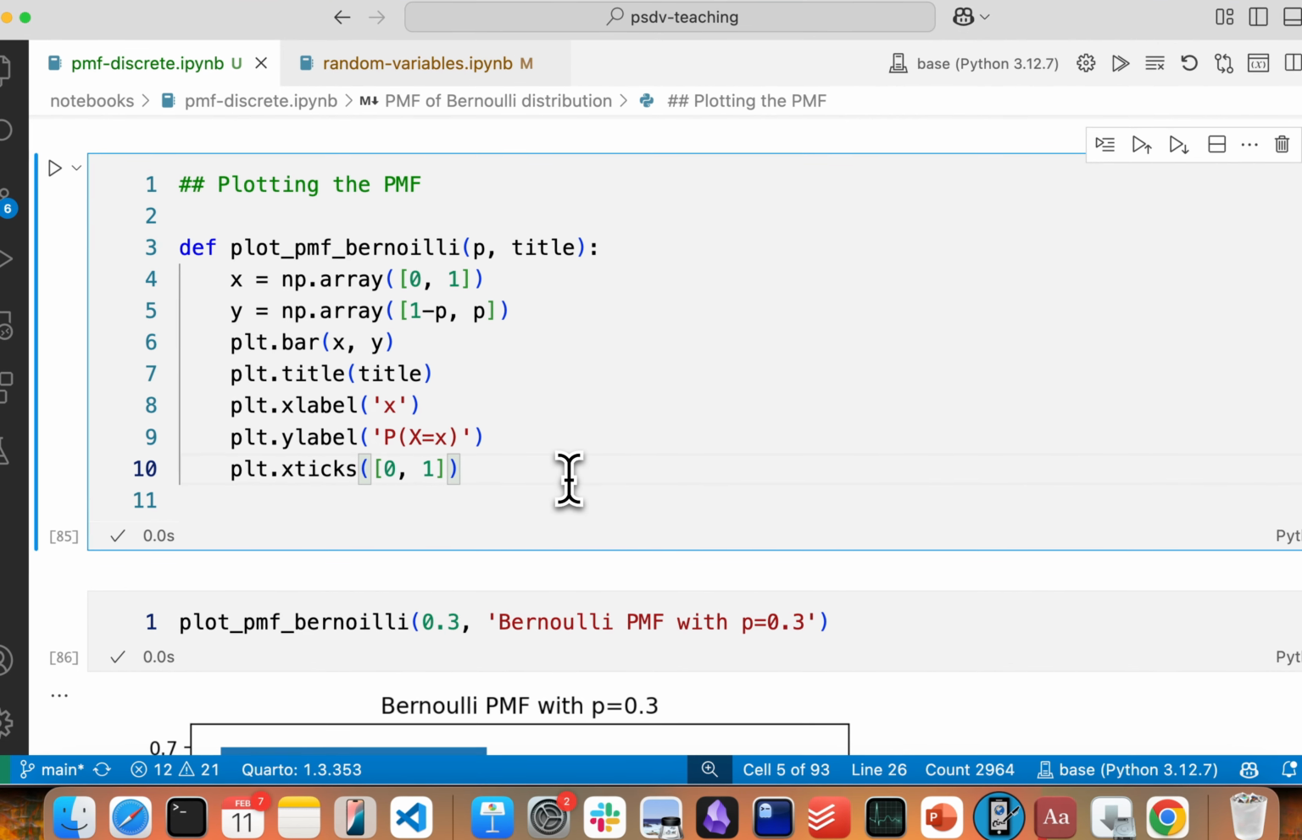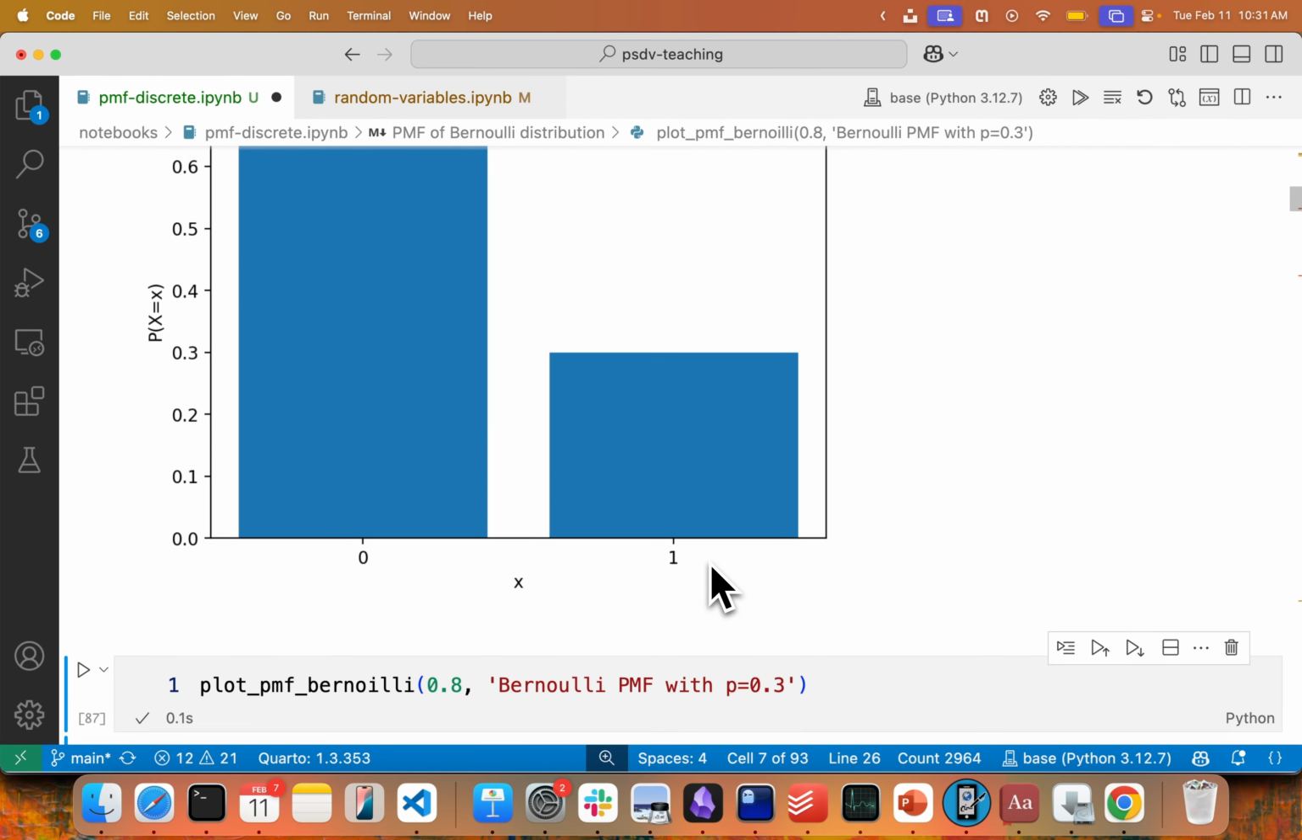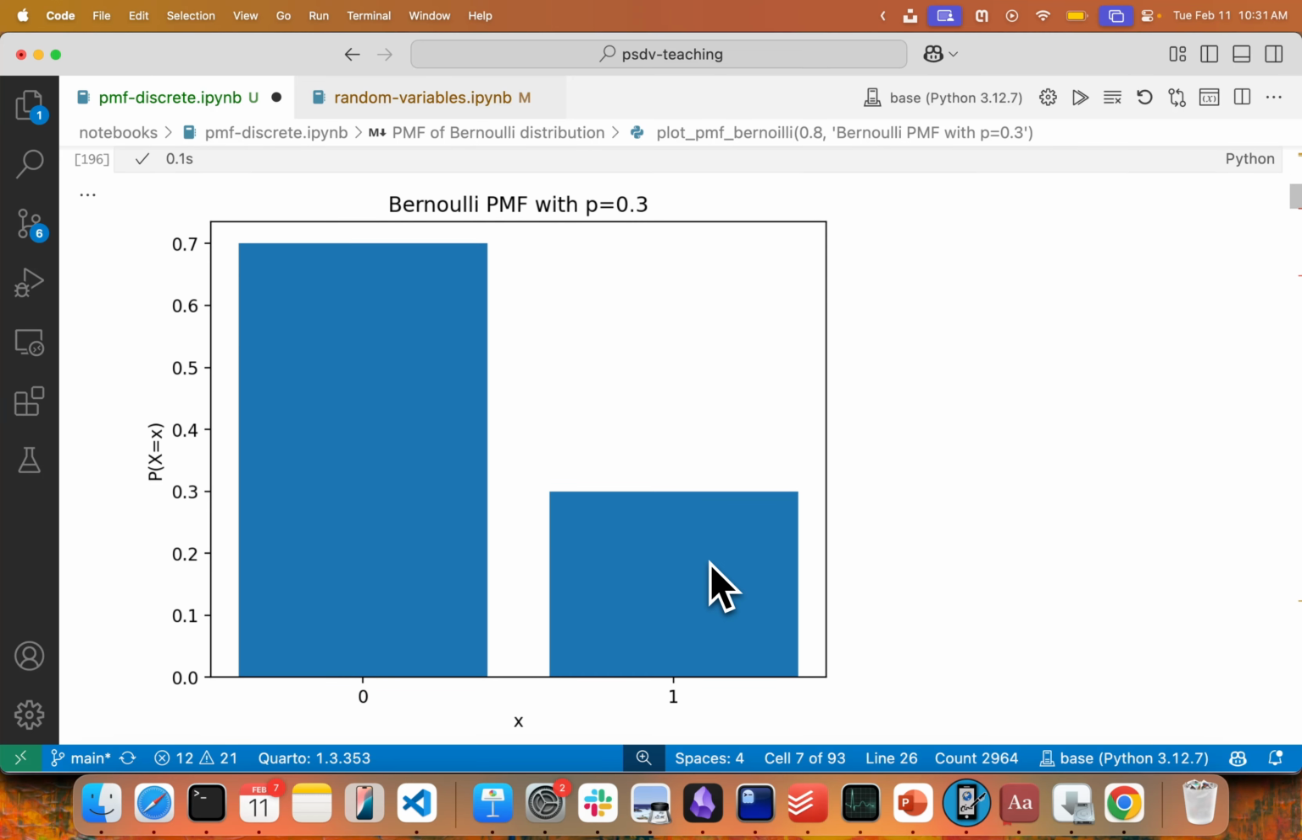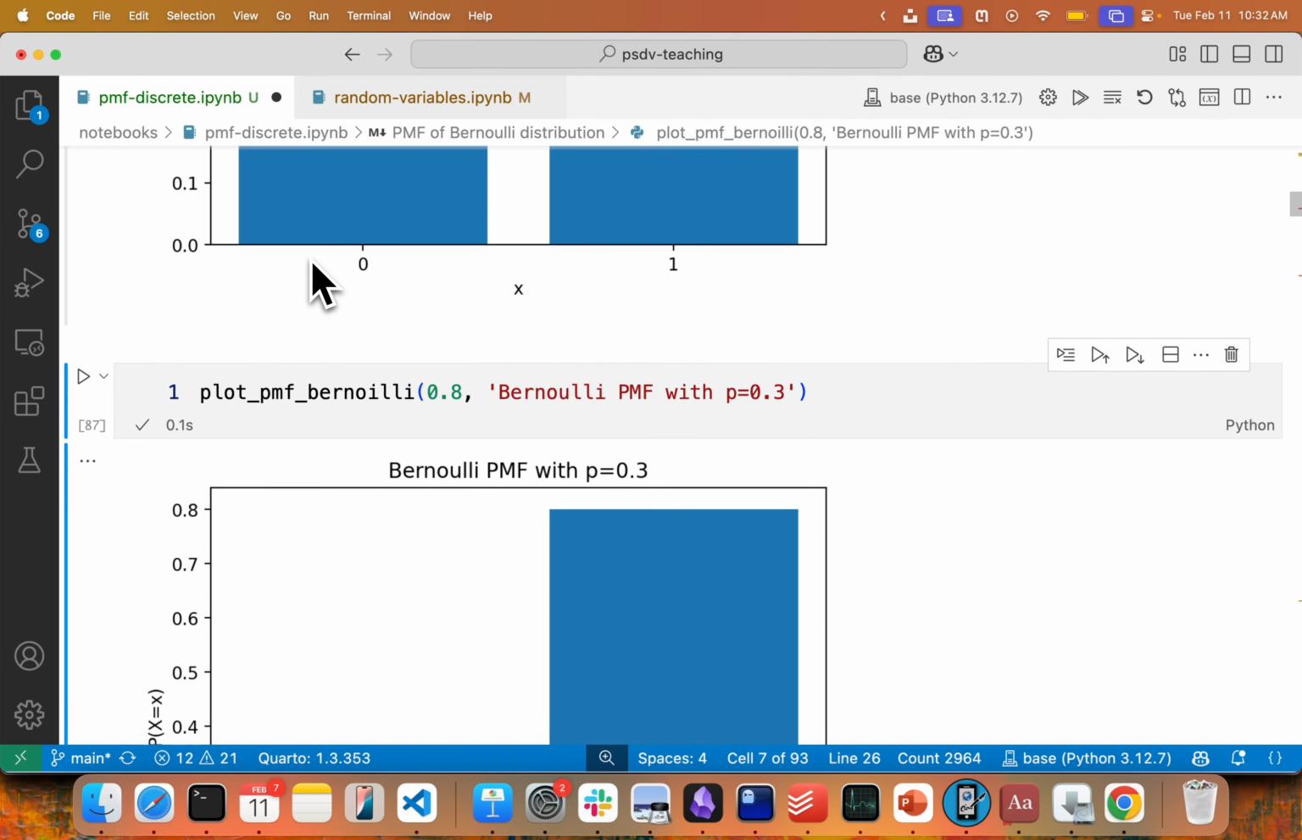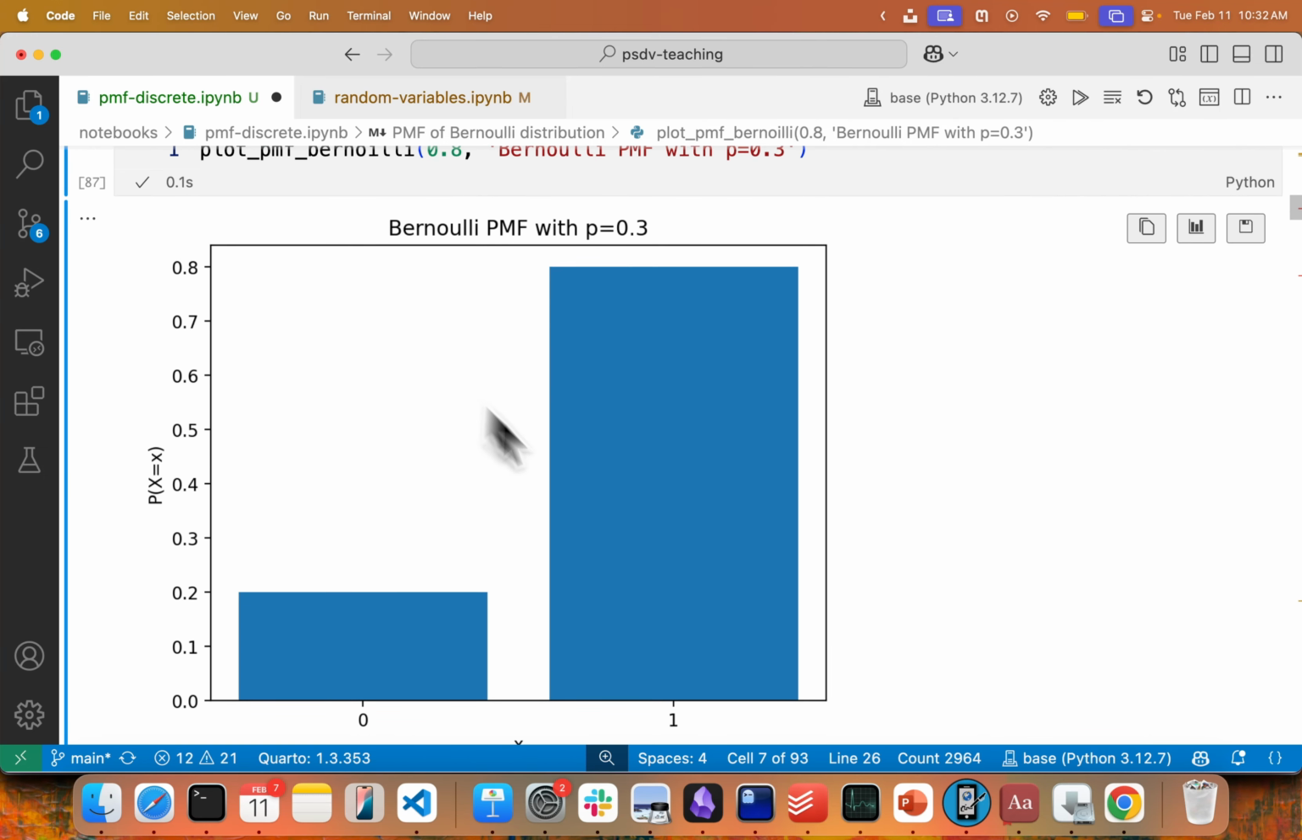Now we can plot the PMF of this. It's very straightforward. For p equal to 0.3, you'll see that the probability of getting a 1 is 0.3, and the probability of getting a 0 is 0.7. So nothing sophisticated till this point. Here the probability of getting a 1 is 0.8, therefore the probability of getting a 0 is 0.2.